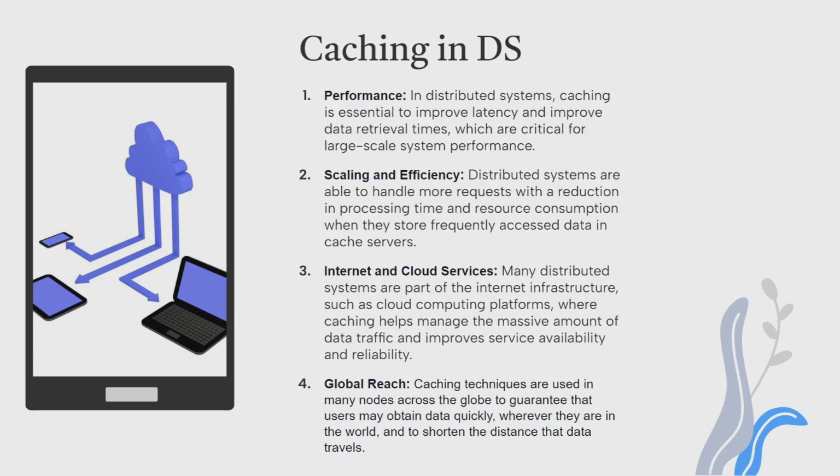Even though they're not exactly interchangeable, that's just the most common place where it's really used. And this is where caching helps manage the massive amount of data traffic and improve service availability and reliability. And global reach. Caching techniques are used in many nodes across the globe and ensure that users can obtain data quickly wherever they are in the world, and to shorten the distance that the data travels.